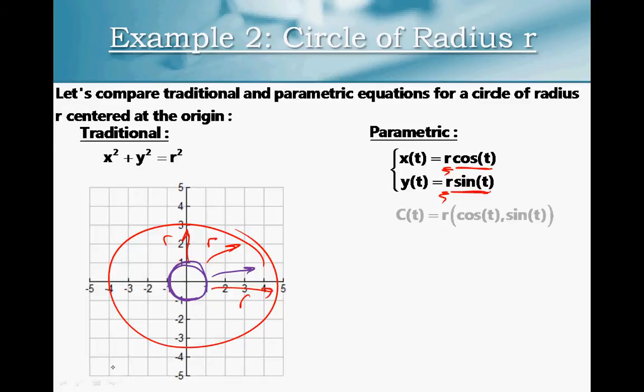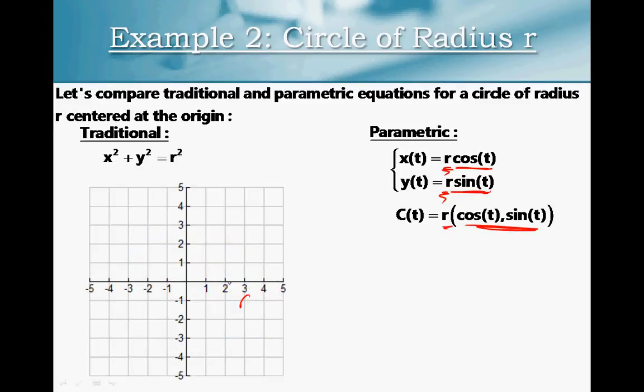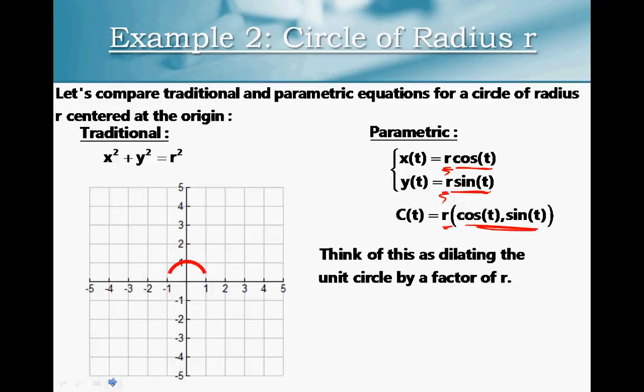And in fact, you could also write this as c of t is equal to r times cosine comma sine. You're taking this unit circle, this cosine comma sine, and you are expanding it by a factor of r. You're basically dilating the unit circle by a factor of r. Now I'm going to erase all of this junk here so I have a nicer picture. So think of this as dilating the unit circle by a factor of r. Here's our unit circle. If we multiply the x and y coordinates all by r, there it is. We're expanding out, in this case, by a factor of 4. But, more generally speaking, it's a factor of r.